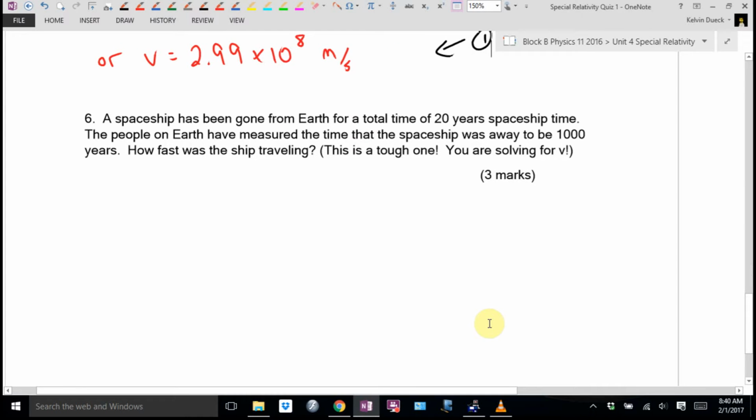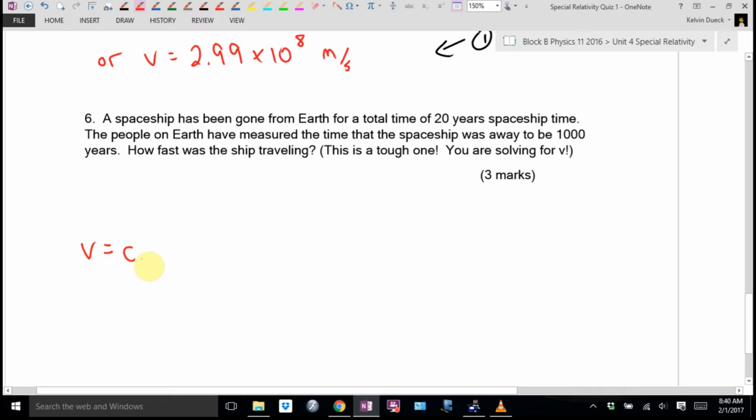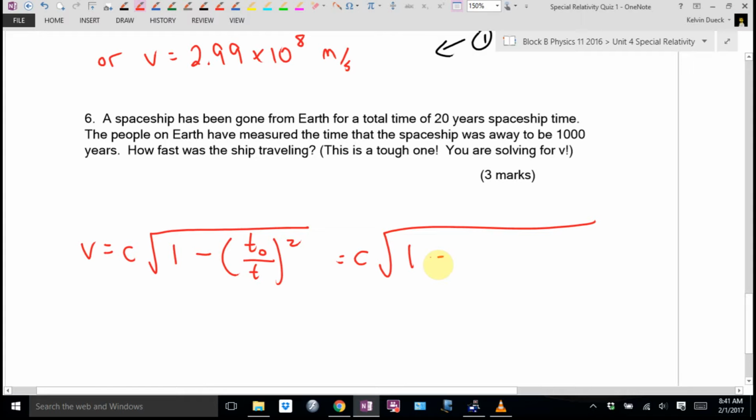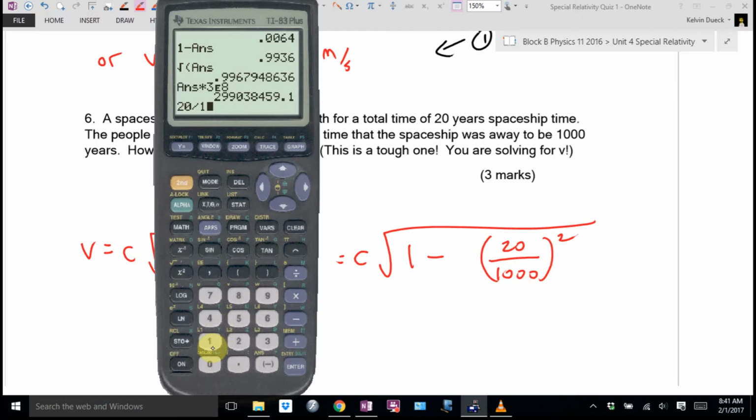All right, they want me to find v. You know what? I'm not going to redo that equation. I'm just going to copy it. Okay, I got it. v equals c square root of 1 minus t0 over t all squared. It's going to be c square root of 1 minus time on the spaceship, 20 years, over time back on Earth, 1,000 years, all squared. 20 divided by 1,000 squared. 1 minus that. Square root of that.